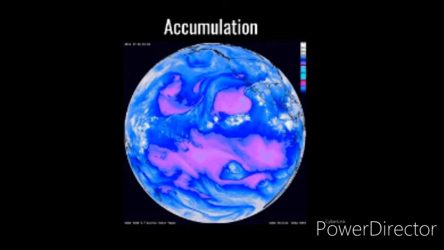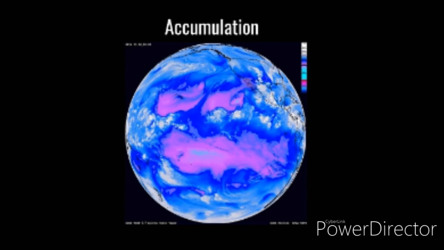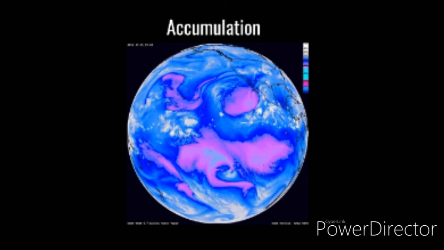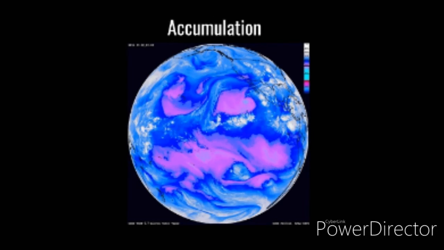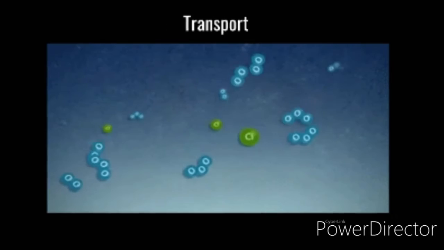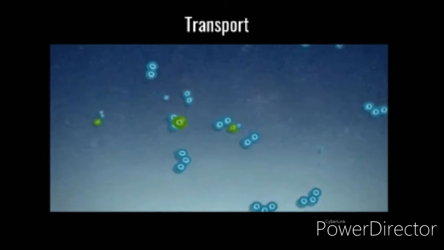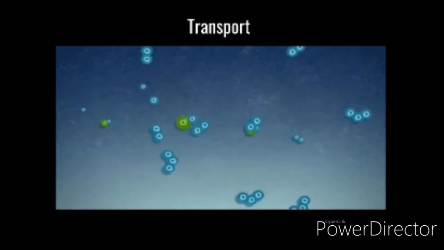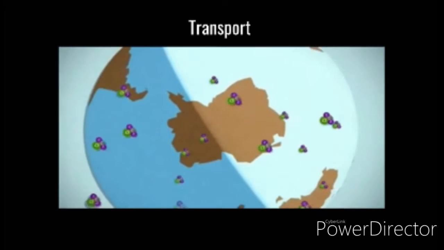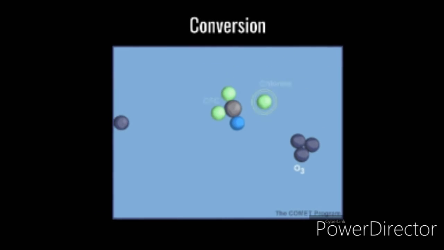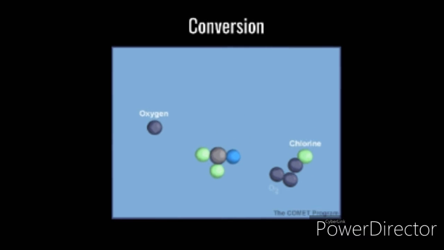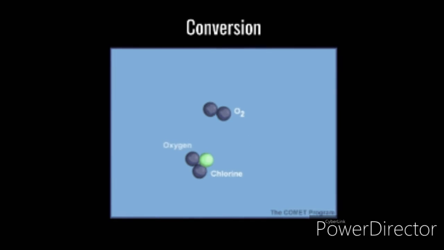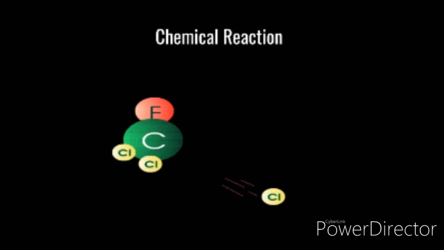The accumulation. Then the halon source gases deposited into the atmosphere are dispersed worldwide by winds and other air currents throughout the lower atmosphere. The transport. Afterwards, source gases of halons are transported by air motions to the stratosphere. The conversion. Most of the halon source gases are converted by chemical reactions with ultraviolet radiation from the sun in the stratosphere. The chemical reaction.